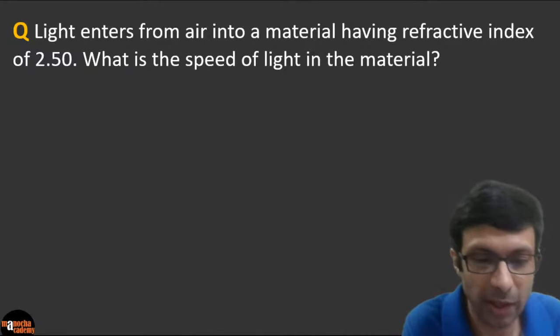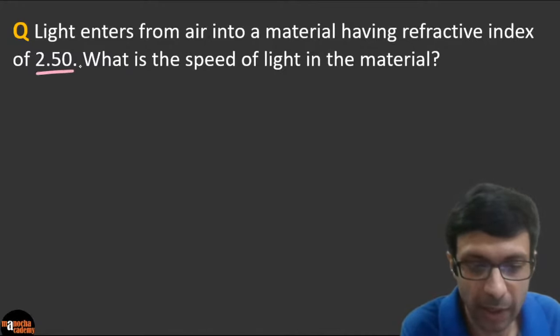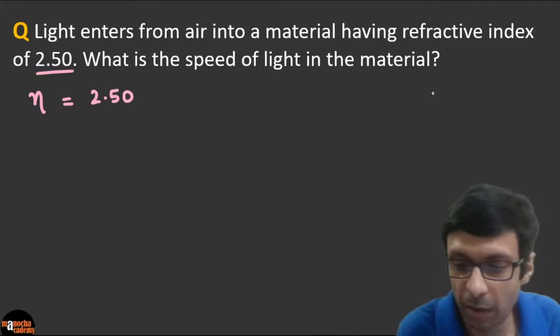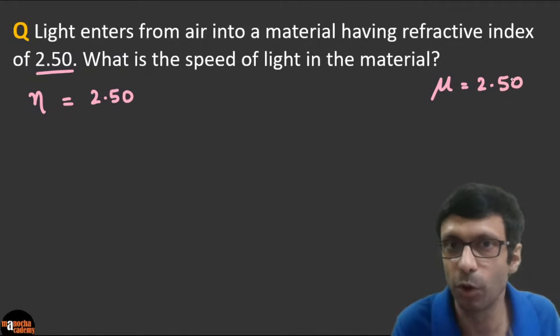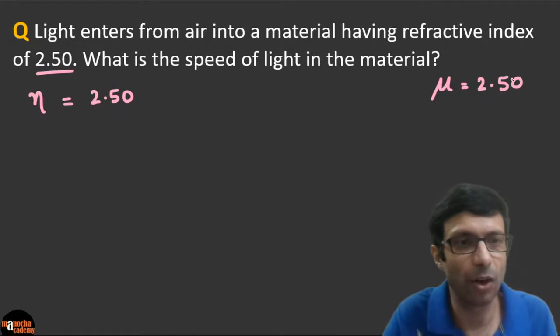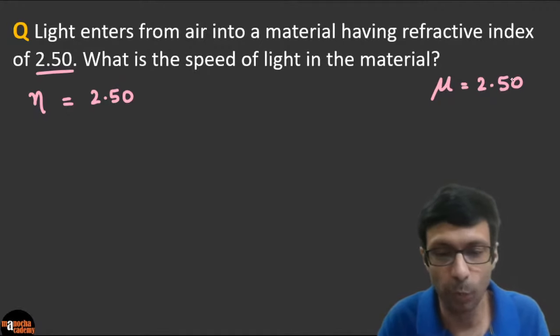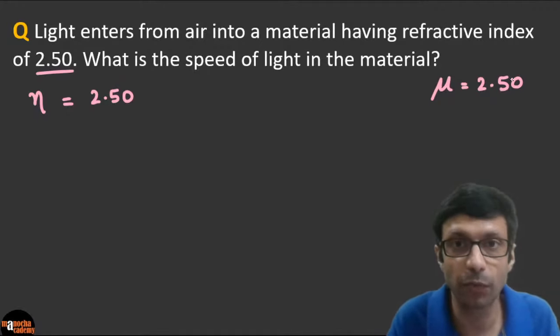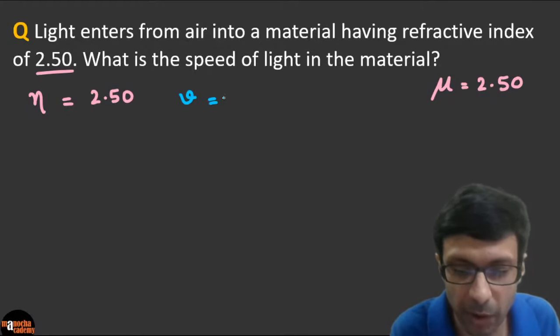Okay, so guys, here we have to use again our refractive index, right? We have been given refractive index is 2.5. So you can write N is 2.5. Some of the books use this symbol mu, so they write it as mu is 2.5. Whichever one your book is using, either that N or mu, it is 2.5. And you need to find the speed of the light in the material. So we need to find the velocity of light in the material.